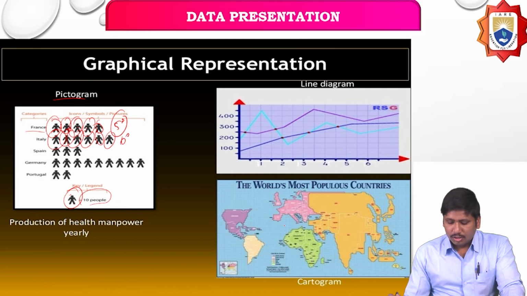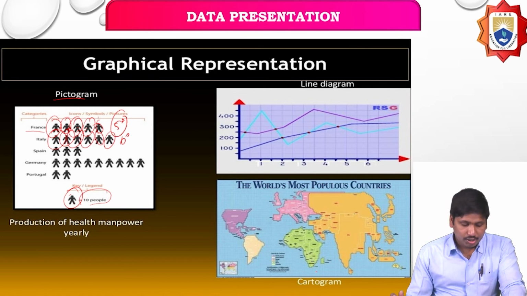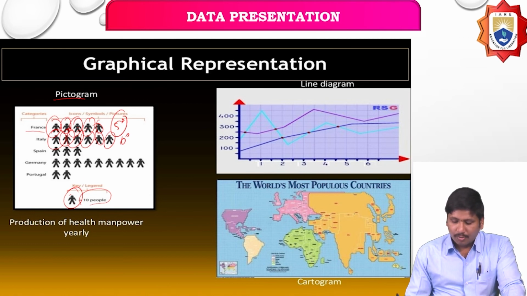Another one is the cartogram. A cartogram is another kind of graphical presentation of data, where we can represent the data by using maps. Suppose I want to know what cities are present in South Africa or America. At that time, representing the data directly in the form of a map should be a cartogram.